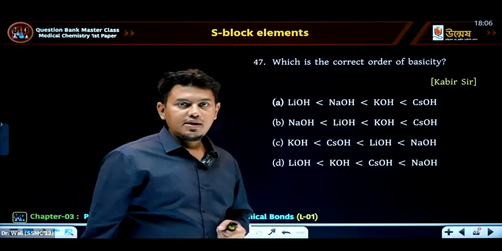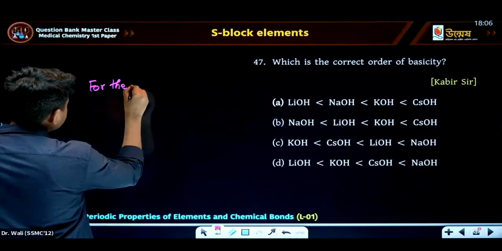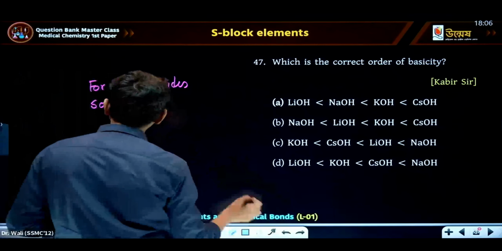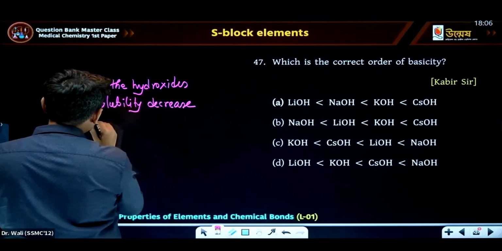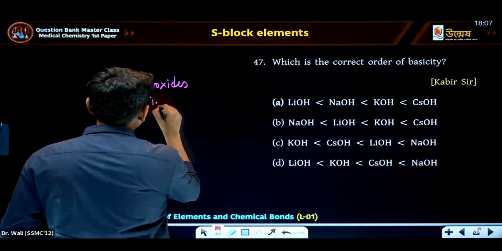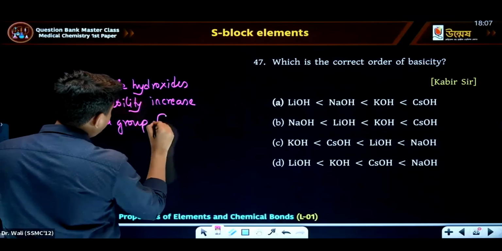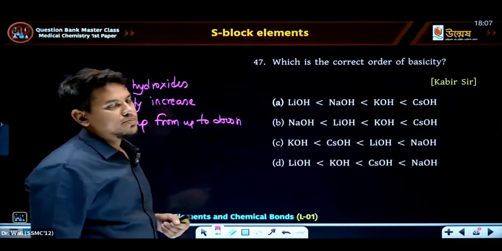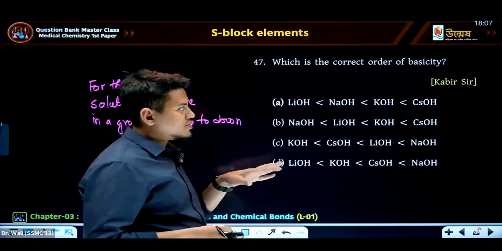Which is the correct order of basicity? For the hydroxides, I should write down over here, solubility. Solubility actually does not decrease, it will increase in a group from up to down. So from up to down in a group, the solubility of a hydroxide increases. So the highest soluble will be cesium hydroxide.